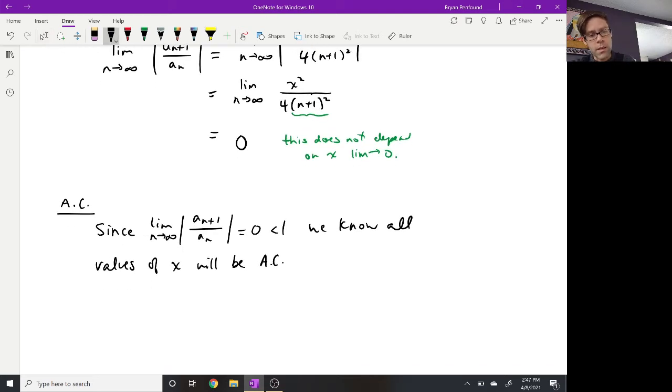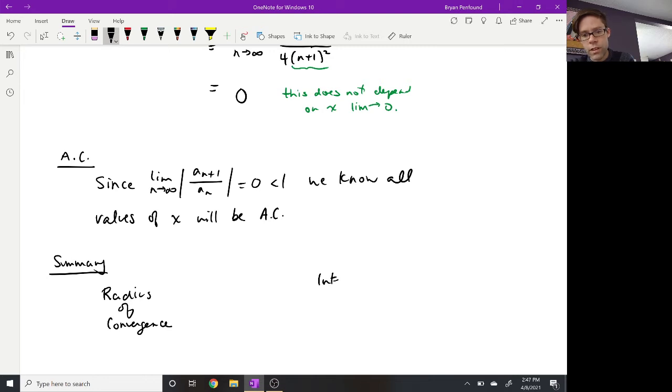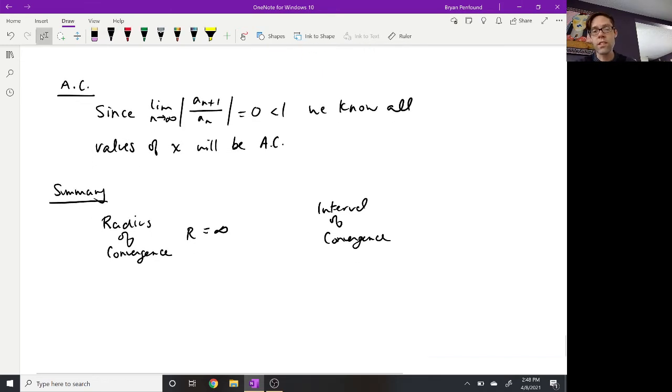So, in summary, we might want to write down a couple of different things. We might want to write down the radius of convergence. And we might also be interested in the interval of convergence. Now, the radius of convergence in this case, we're often going to use the symbol infinity. We're just going to say that this radius is unbounded. This radius is as large as we want it to be.